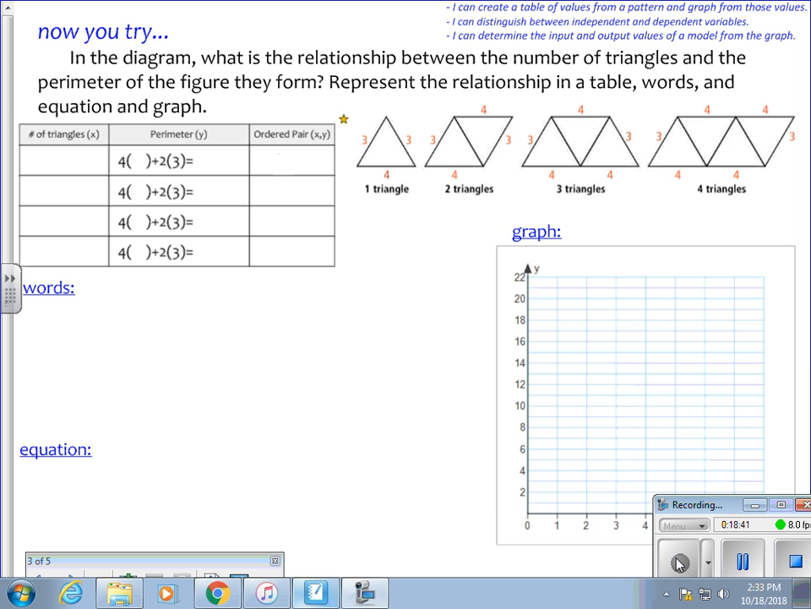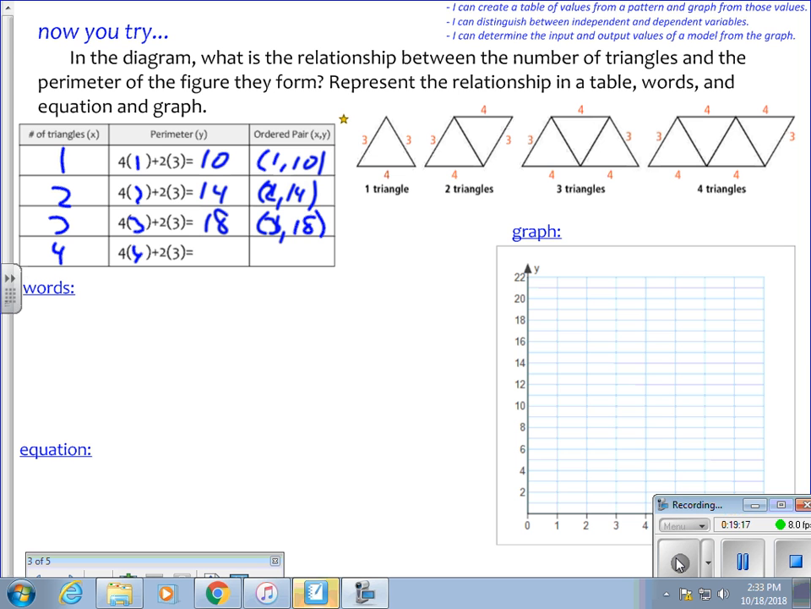So the first one, the number of triangles we have is 1. Put 1 in here. 4 times 1 is 4. 2 times 3 is 6. That gives me 10. So I have the point 1, 10. 2 triangles, put 2 in here. 4 times 2 is 8. Plus 6 is 14. So I have 2 and 14. 3 triangles, 4 times 3 is 12. 12 plus 6 is 18. So that's 3 and 18.